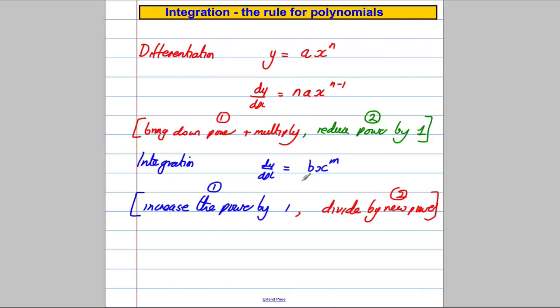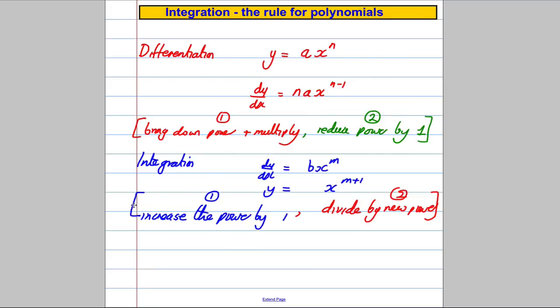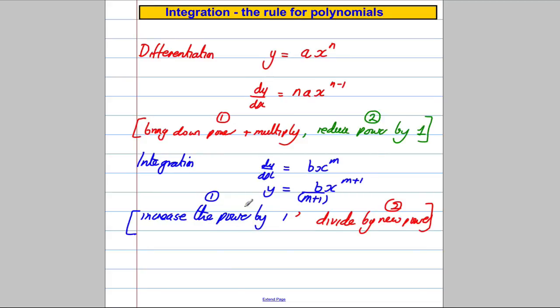Okay, so going backwards, if this was dy by dx, then y would be equal to, the first thing is increase the power by 1, x to the m plus 1. And the next thing you would do is divide by that new power. Now I've got a b there already, that b's got to stay. I would divide by the new power, m plus 1, that I've got.